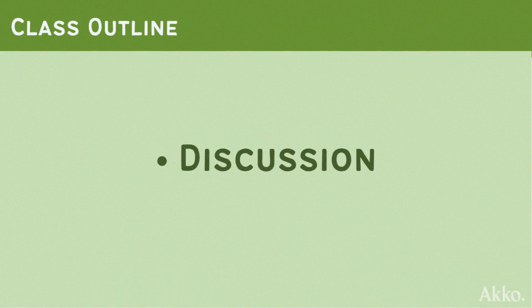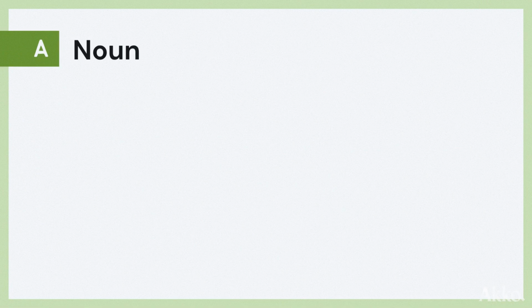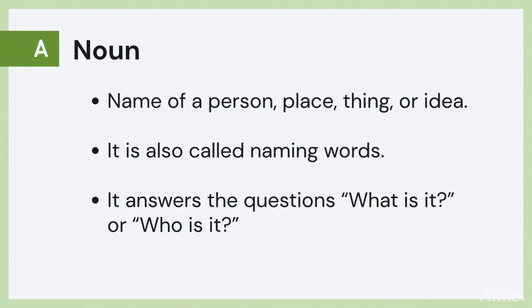Let's start by learning what a noun is. A noun is a name of a person, place, thing, or idea. They are also called naming words because they give names to everything we talk about. They answer questions like what is it or who is it.